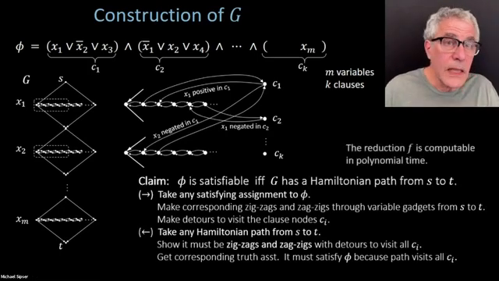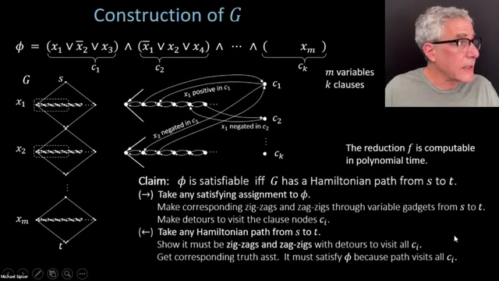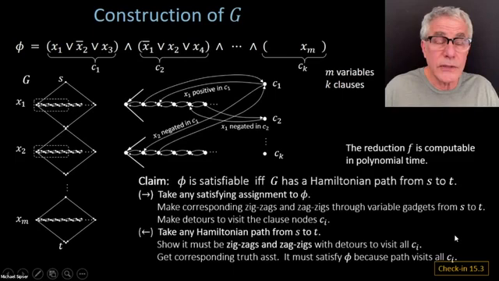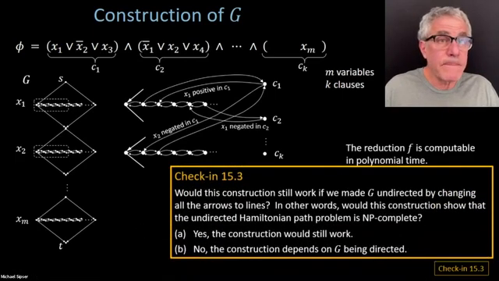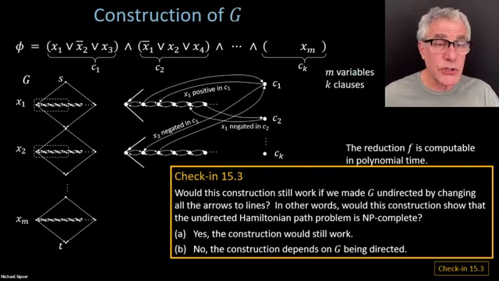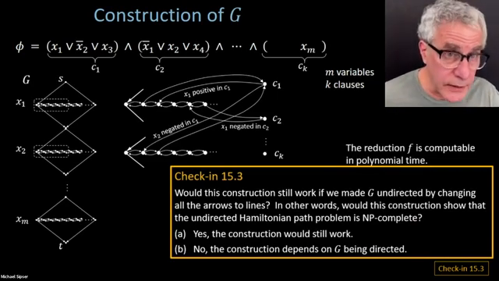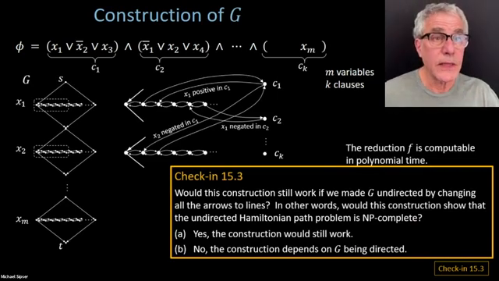Okay. Again, the reduction is polynomial time computable. I'm not going to say more about that. We're a little bit low on time. Last check-in: would this construction still work if G was undirected? Suppose I just eliminated all the directions from the edges, made them lines instead of arrows. Would that now show that the undirected Hamiltonian path problem is NP-complete?